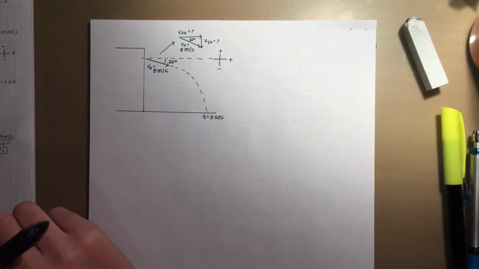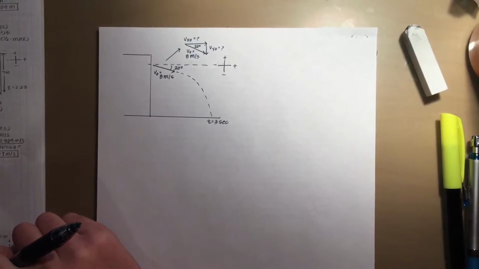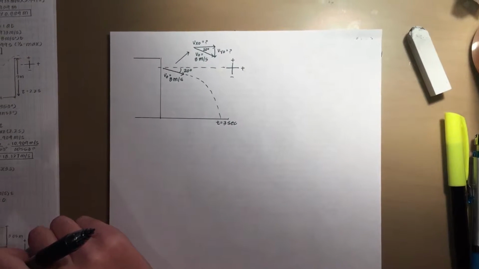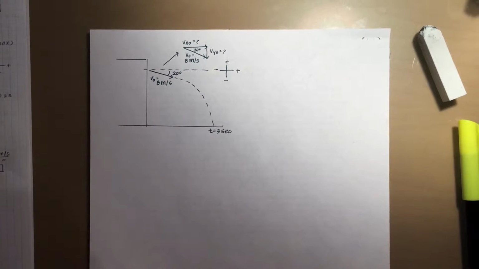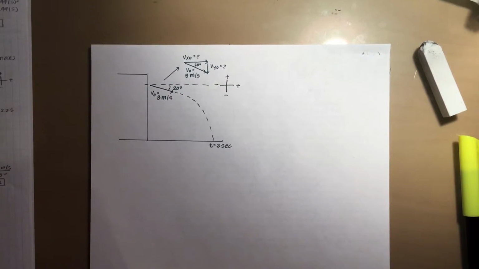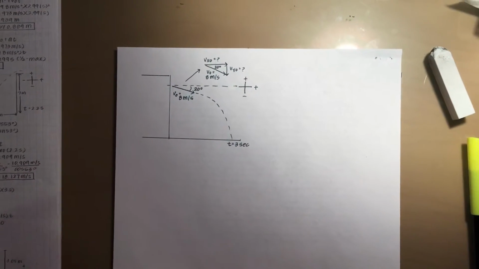So it asks, A, how far horizontally from the base of the building does the ball strike the ground? B, find the height from which the ball was thrown, and C, how long does it take the ball to reach a point 10 meters below the level of launching?